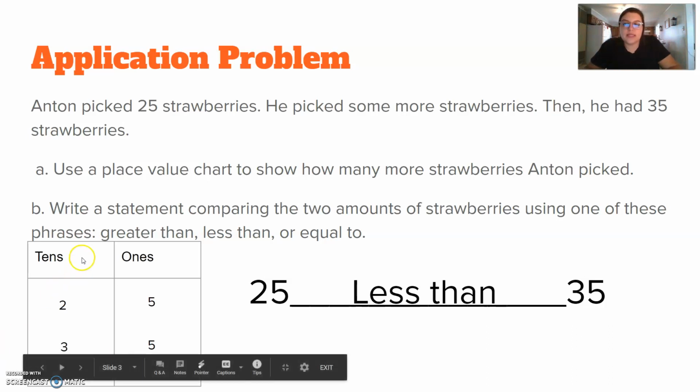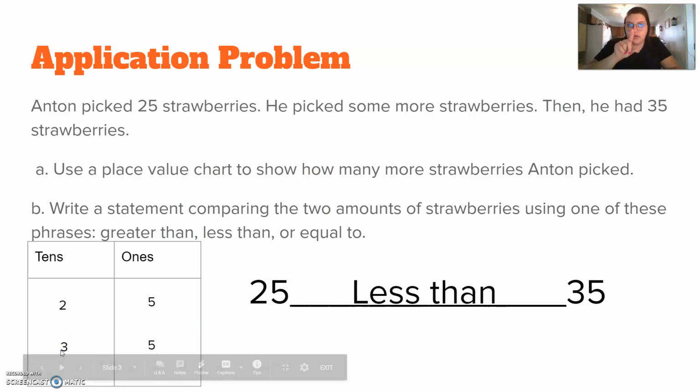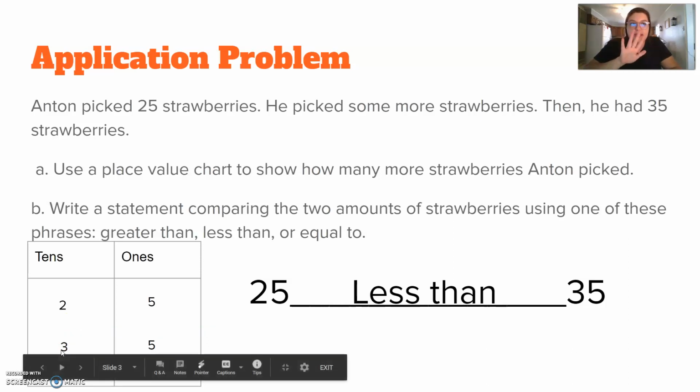Well, when we look at our tens place, how much did that tens place change from 2 to 3? Did it go up by 5, 3, 10? How much did it go up by? 2, 3. So it only went up by 1 ten. Well, how much is 1 ten worth? It is worth 10. So he picked 10 more strawberries.